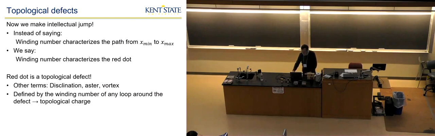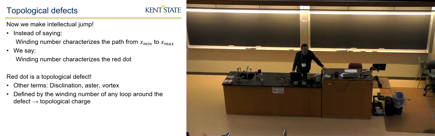Okay. So that's a special feature of the red dot. That is what we mean by a topological defect. So the red dot is a topological defect in this director field. Otherwise known by different names in different contexts. So people would sometimes call it a disclination or an aster or a vortex, right? But it is a special point where the director is undefined, right at that point. It's defined everywhere around the point, and it has the feature that you have a certain winding number as you go about a loop around the point. And so this winding number can then be called a topological charge, right?